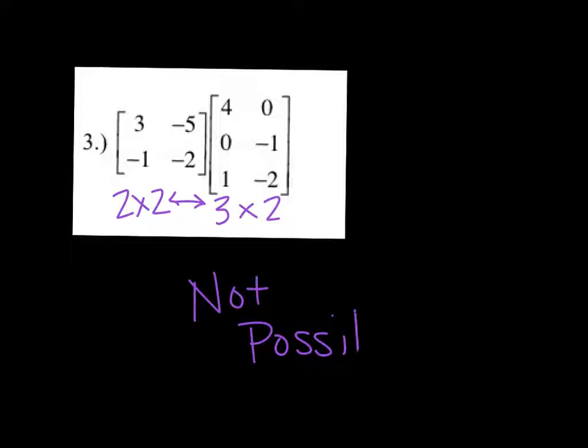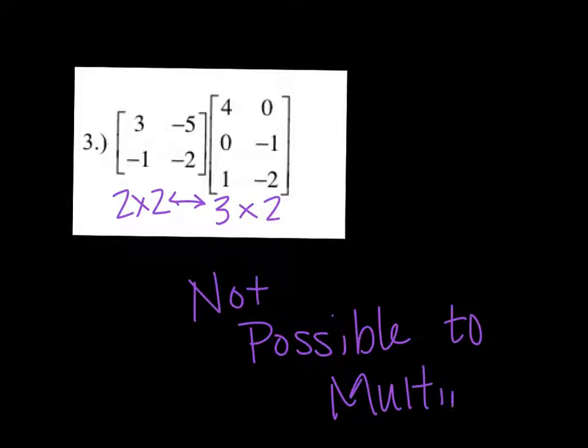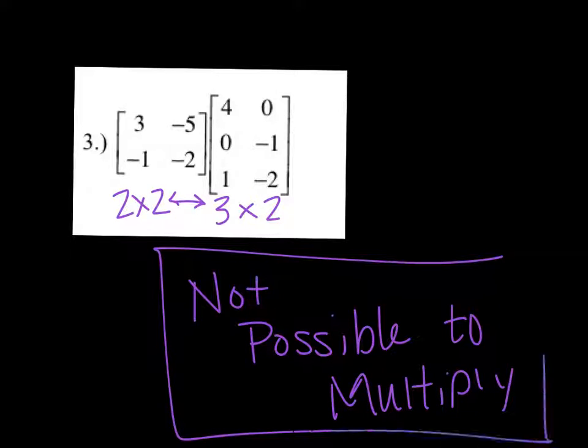The last one on that page, number 3, we have a 2 by 2 and a 3 by 2. So the first one has 2 columns. The second matrix has 3 rows. So this one is actually not possible to multiply. So we don't have to worry about it. I'm going to do number 4 and 6 with you guys yet on this page, and I'm going to hopefully have you guys successfully complete number 5, 7, and 8 on your own.